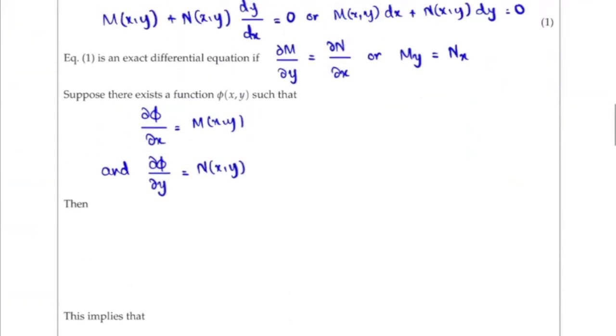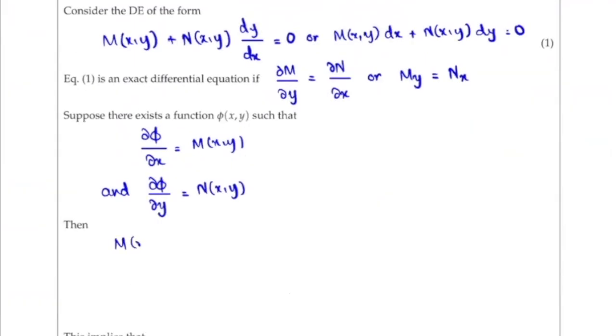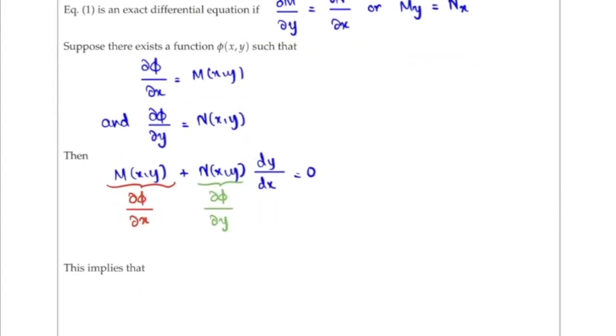Then instead of this type of differential equation, M(x,y) plus N(x,y) dy/dx, what you have is this one is partial phi partial x, and this is partial phi partial y. This implies that you have partial phi partial x plus partial phi partial y times dy/dx.